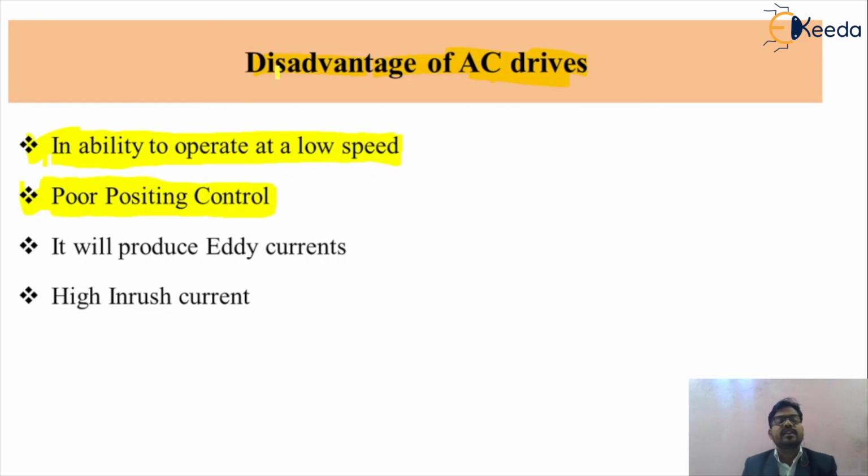Then the next disadvantage is that we use the AC supply for the operation of your AC drive, and due to the presence of the AC supply, it will produce eddy currents. So this is one of the disadvantages. Then the next disadvantage of your AC drive is the high value of inrush current, because such motors operate on the AC supply, and due to the presence of the AC supply, the value of the inrush current may be high. So these are the various disadvantages of your AC drive.